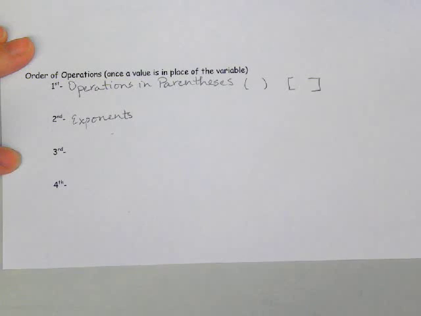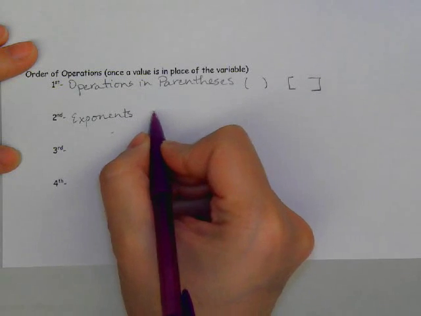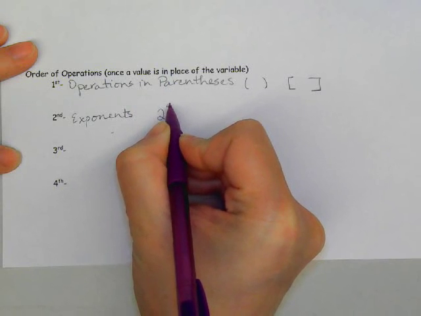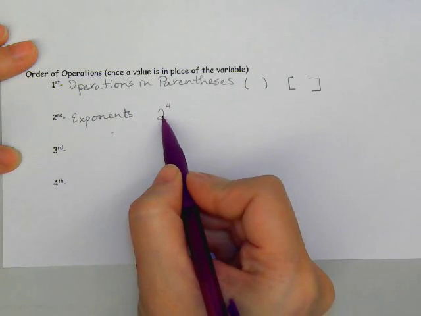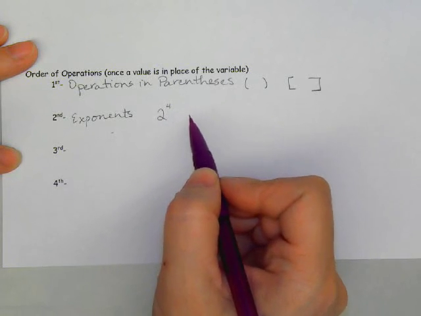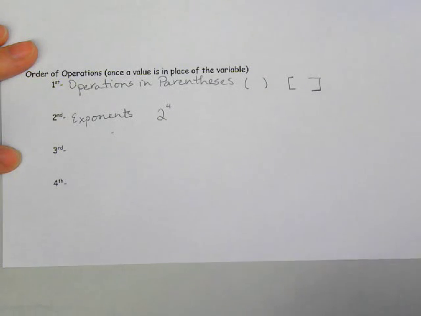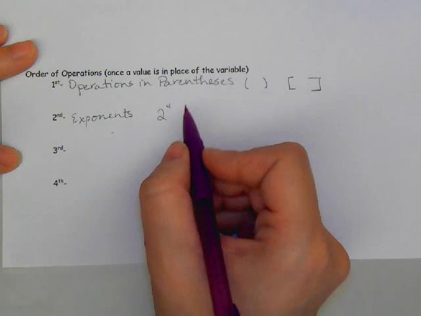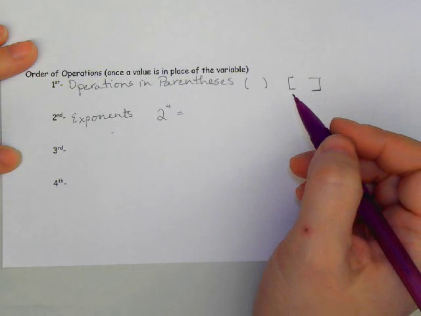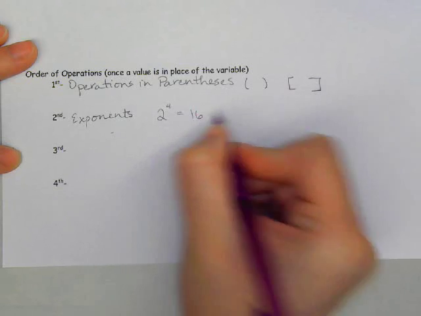The next thing you're going to do is exponents. An exponent, which we'll talk more about later, is the small number up to the right. So if I have 2 to the 4th power, what that means is I'm multiplying 2 by itself 4 times. So 2 times 2 times 2 times 2. If I see something with an exponent, I'm going to deal with that first. 2 times 2 is 4, times 2 is 8, times 2 is 16.